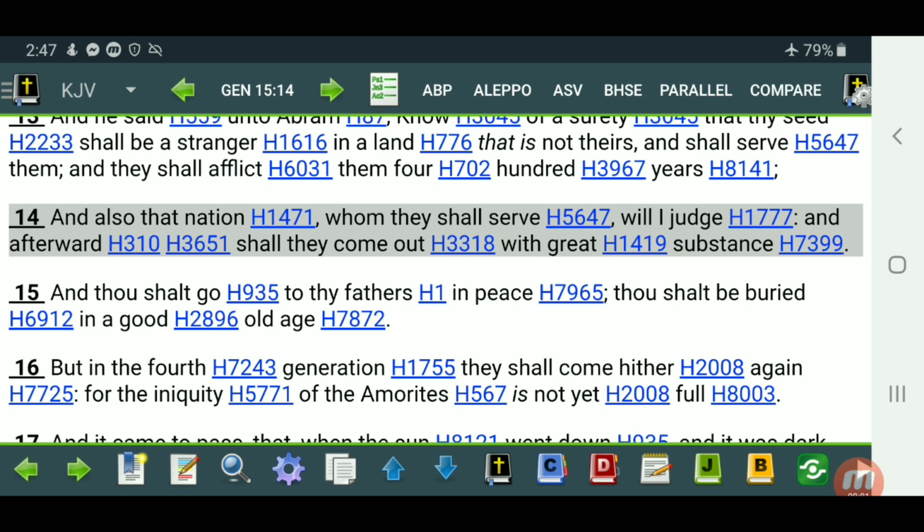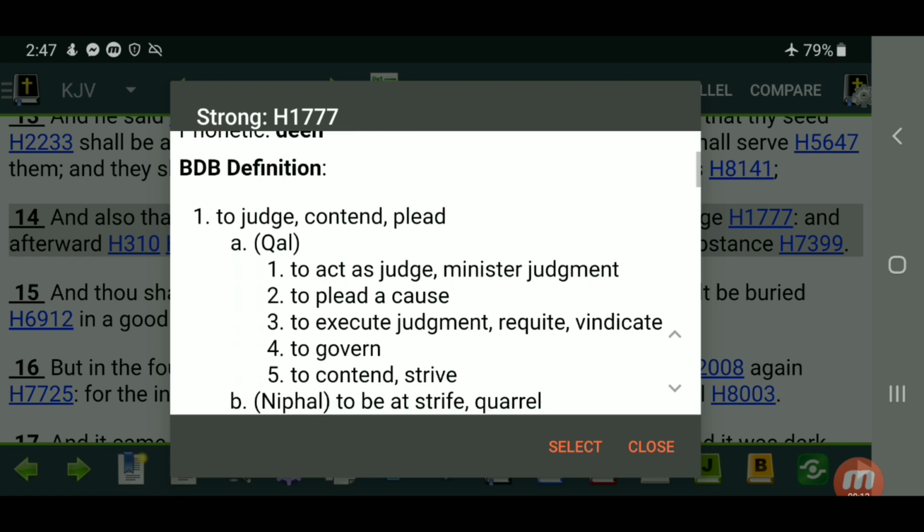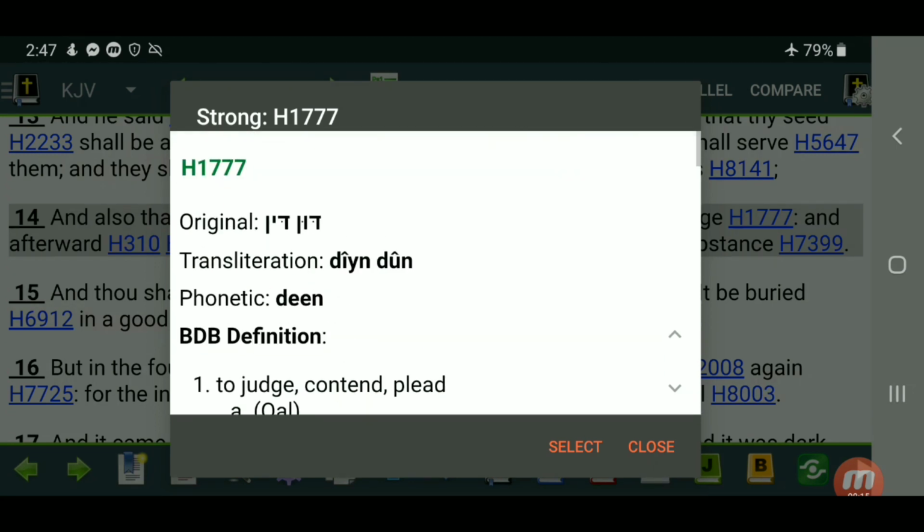And also that nation, whom you shall serve, will I judge. Now look here. We've got dune. This actually comes from Dan, where we get the name Dan. To judge, contend, plead. But you were saying, Chris, I thought you were telling us shafat. It was shafat. Okay, good call.